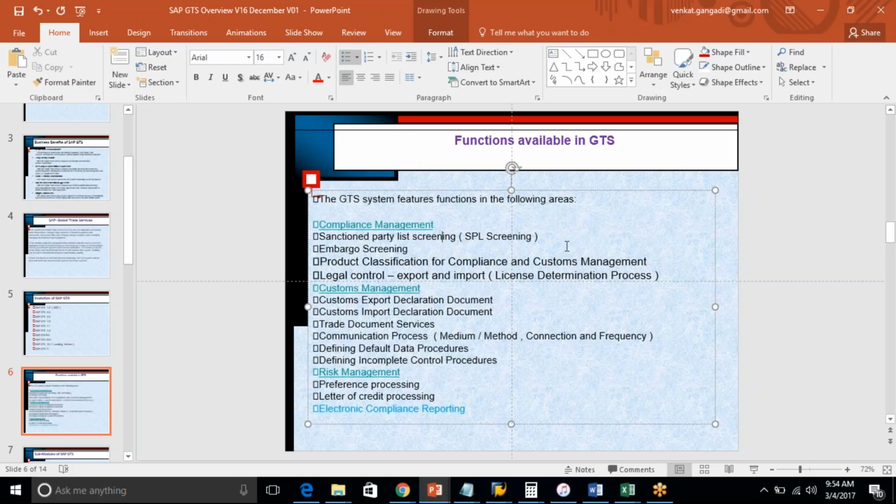All these application areas help: SPL screening will help you to be under compliance all the time. Embargo screening will help you to be under compliance. Product classification will help you to be under compliance. And license determination will help you to be under compliance. Since all these application areas or functionalities help make sure your company or client is under compliance, we are calling it compliance management. Now I am going to explain the benefit of each and every functionality or application area.